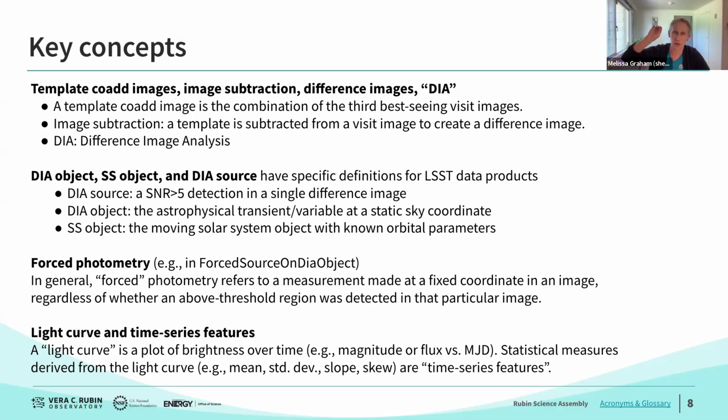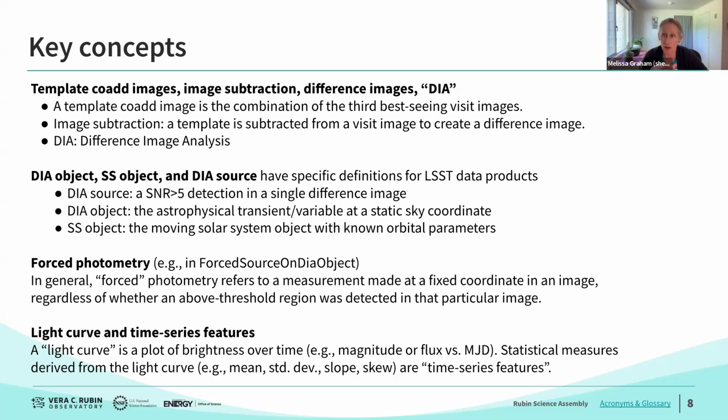So source always refers to a detection in a single image, whereas object is the term we use for the actual astrophysical transient or variable at a static sky coordinate. Objects are always things that can appear in multiple visit images, but correspond to one physical astronomical source, one transient or variable. If it's just the object table, which we had a different session on, then it's one galaxy or one star. The DIA object table is one transient object at a particular static sky coordinate.